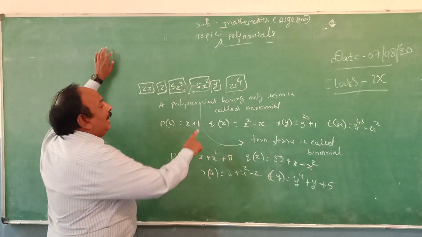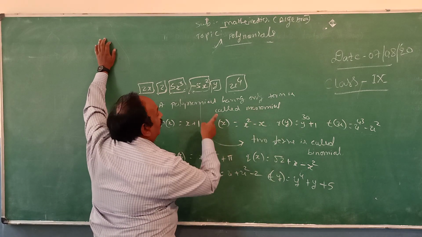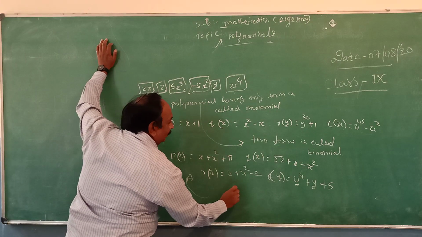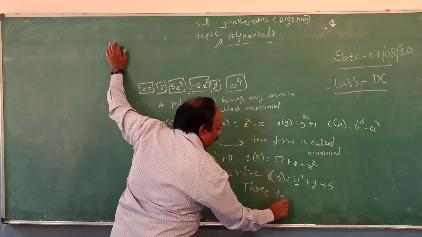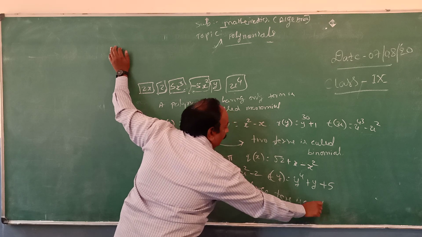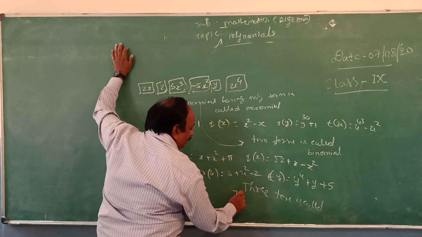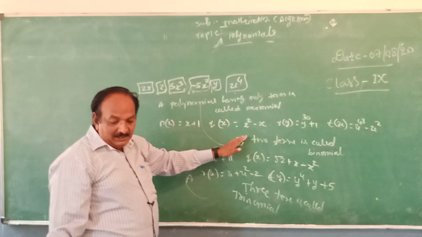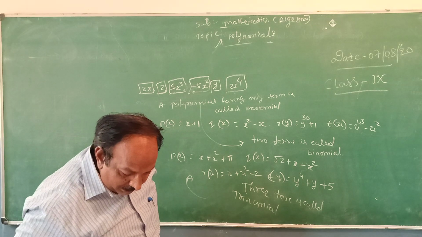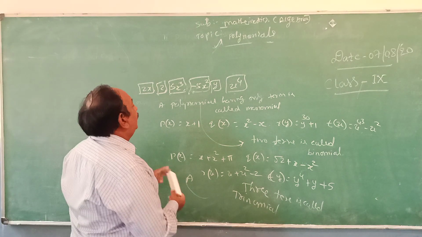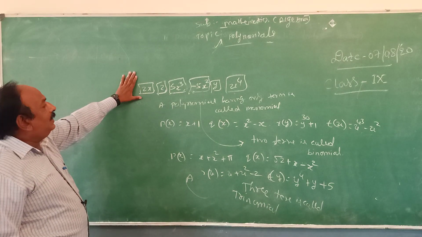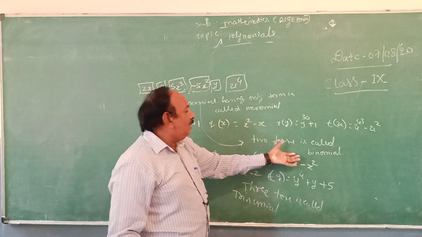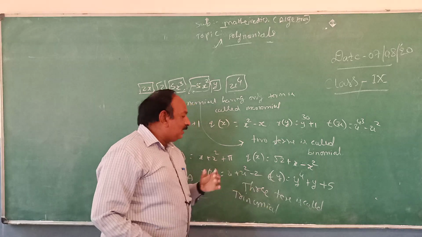A polynomial having only one term is called monomial. A polynomial having two terms is called binomial. A polynomial having three terms is called trinomial. This is monomial, binomial and trinomial. Now we will pass on to degree of the polynomial. Any doubts? Once again you observe here, a polynomial having only one term is called monomial, two terms is called binomial, three terms is called trinomial.